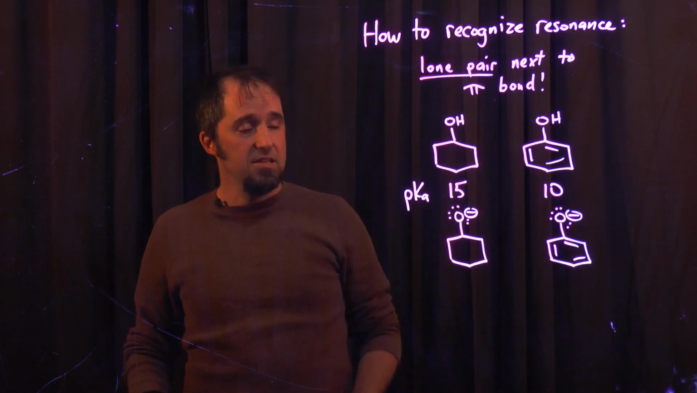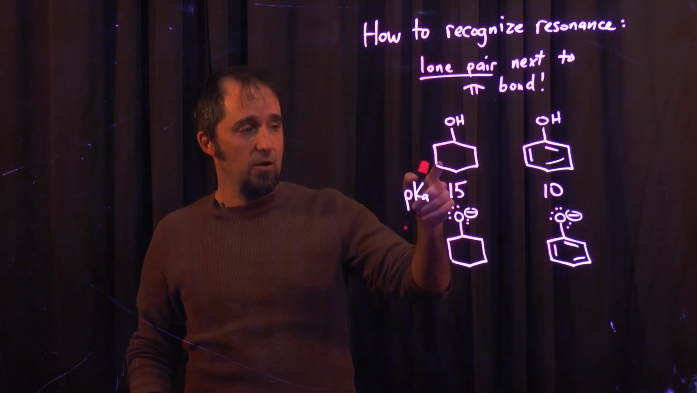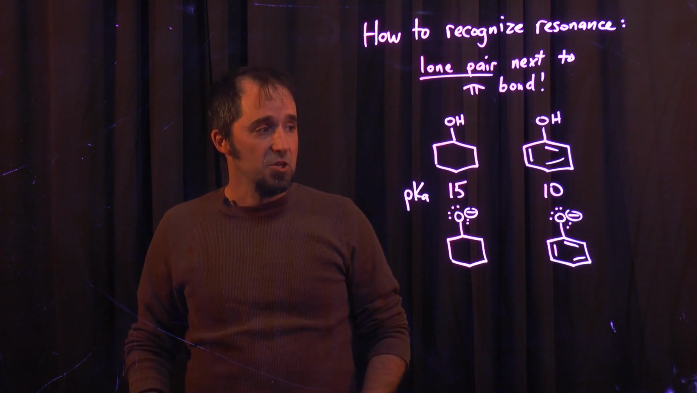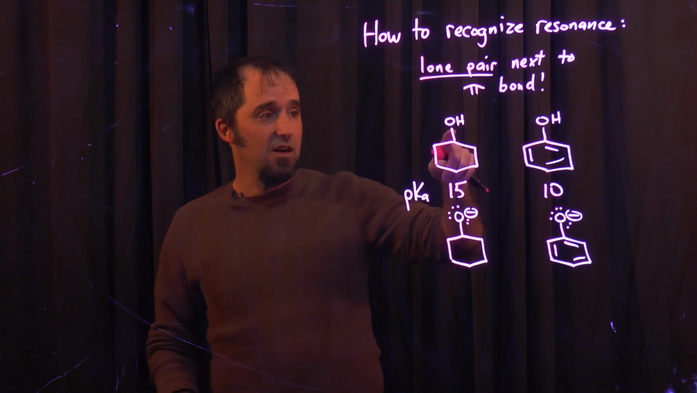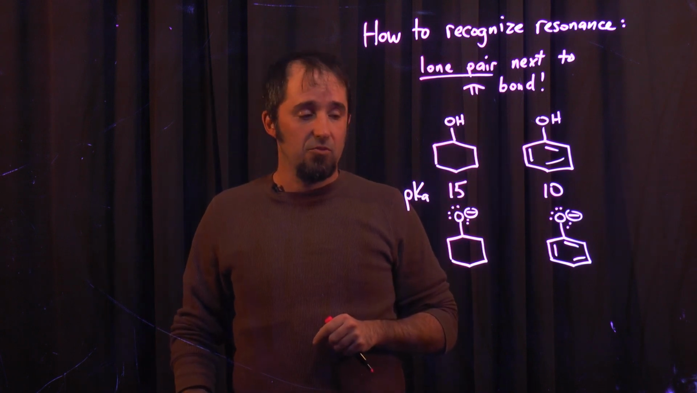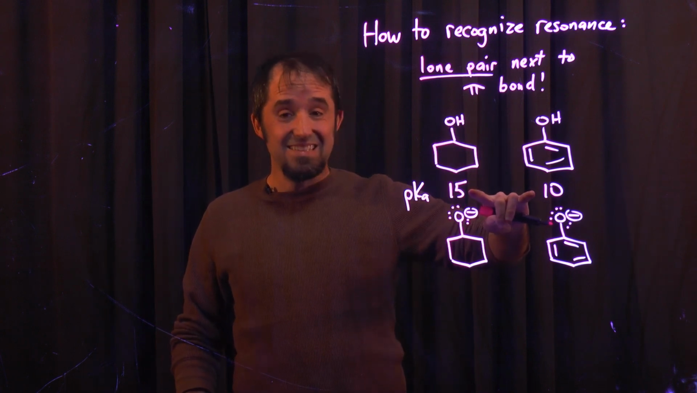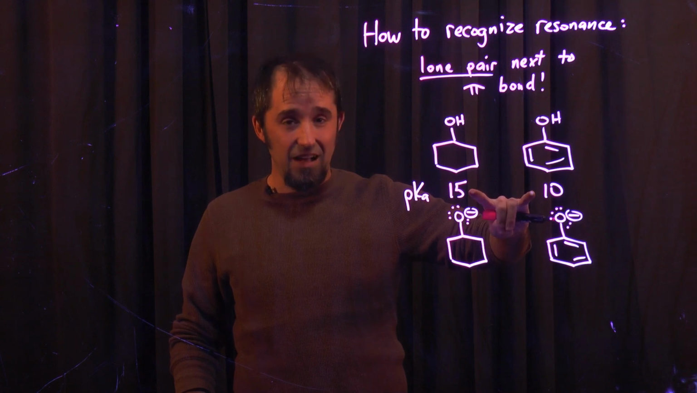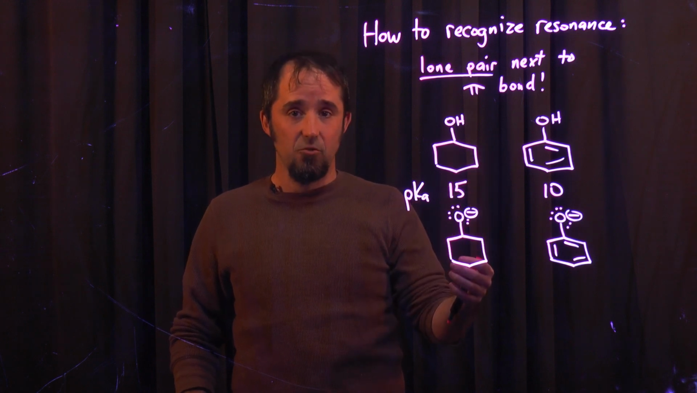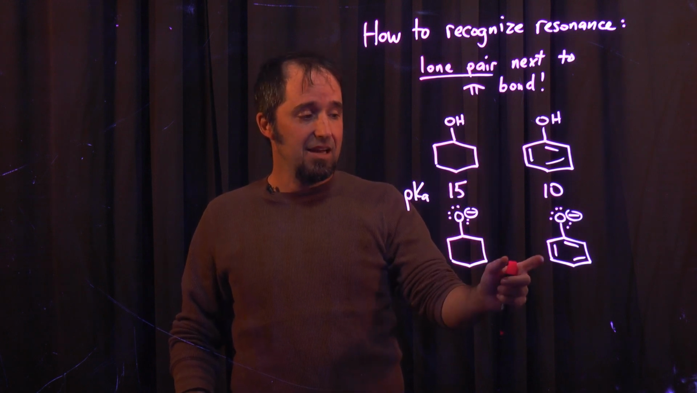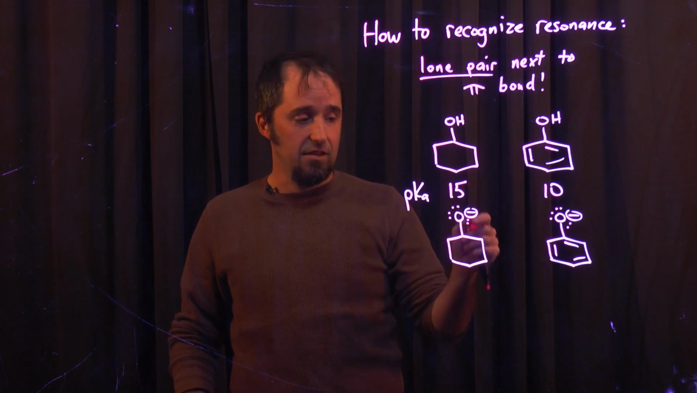So let's compare these 2 molecules. This is called cyclohexanol. This is phenol. So very, very similar shapes and structures. OHs on both that we're looking for the acidity. Again, pretty sizable difference in acidity, 5 orders of magnitude. Why is that? Right, let's look at the conjugate base for each of these acids. So these are the conjugate bases of these things.